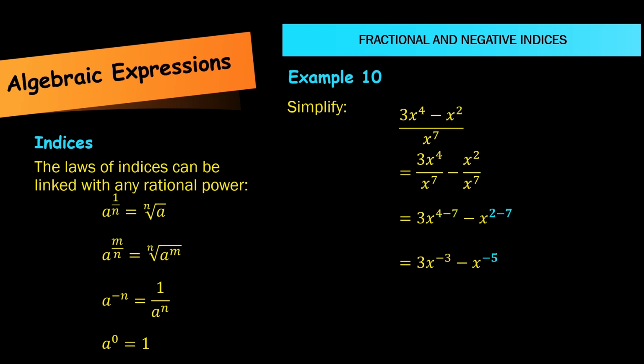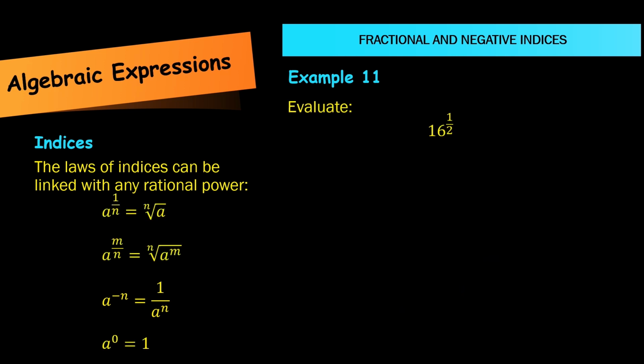And we can rewrite this as 3 over x to the 3 minus 1 over x to the 5. Now for the next example, evaluate 16 to the power half. We can rewrite this as the square root of 16, which equals plus or minus 4.